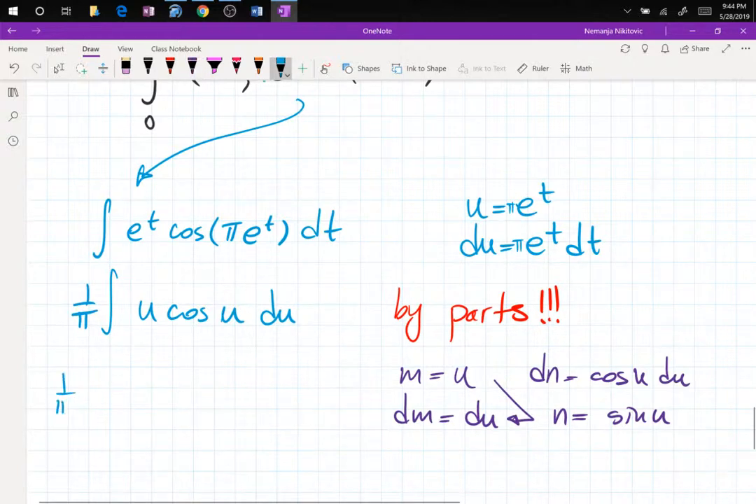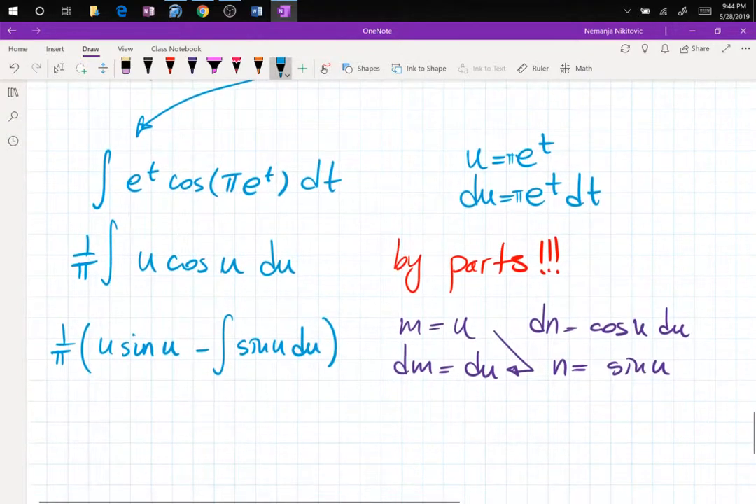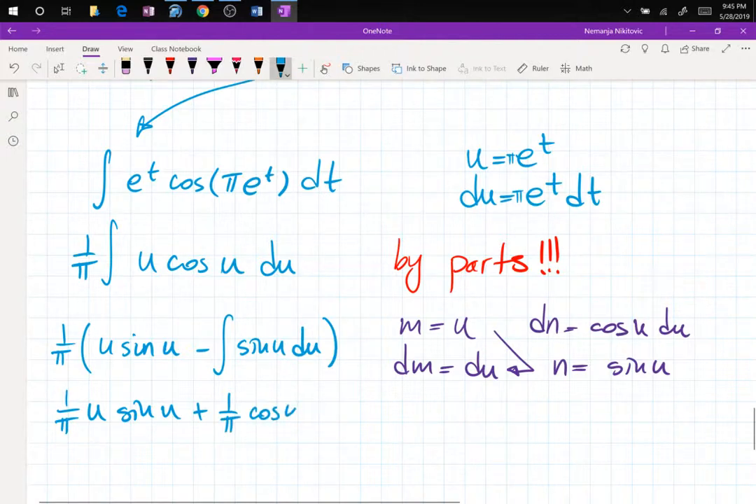So 1 over pi times u sine u minus integral of sine u du, which is 1 over pi u sine u plus 1 over pi cosine u.